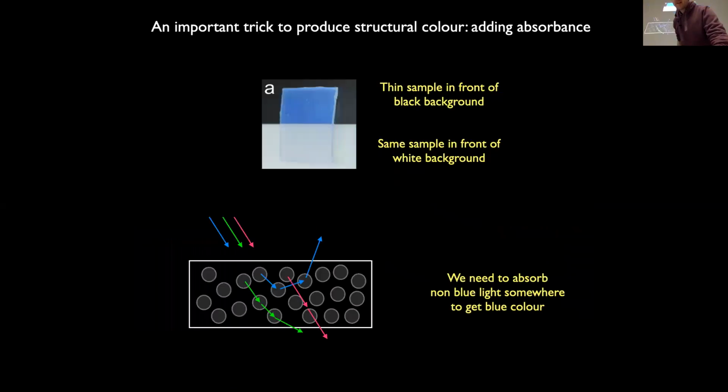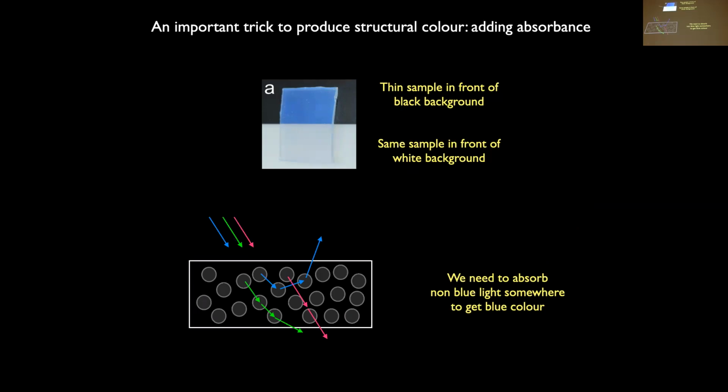I'm just going to skip over that one and come to your question. A trick that with structural color most people don't really talk about is that you actually need one extra thing to make nice color. This is one of the samples that's phase separated, on a black background at the top and on a white background at the bottom.